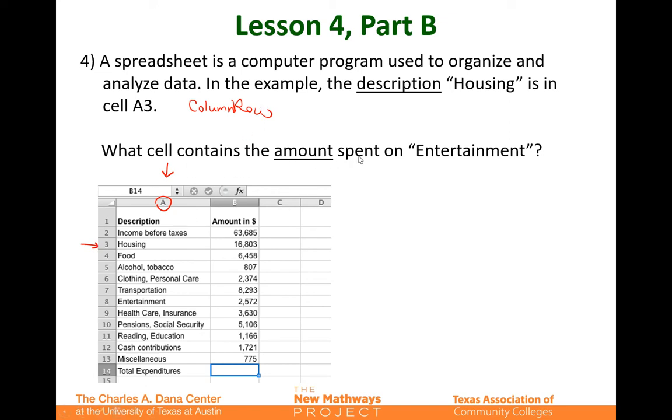Which cell contains the amount spent on entertainment? Well, the amount spent on entertainment, here is the amount. If we go column, row, that's going to be B8. Notice it said the amount, not the description. So we're in the column B.